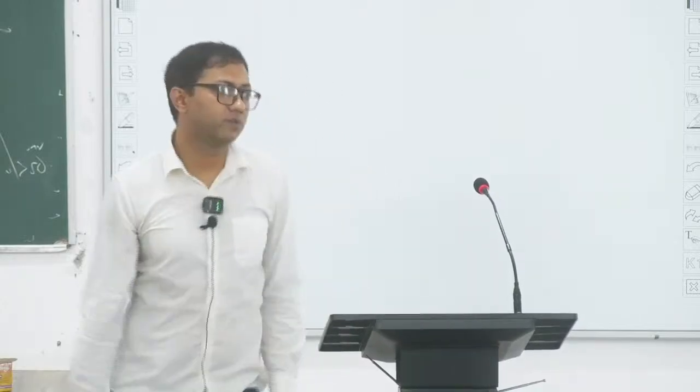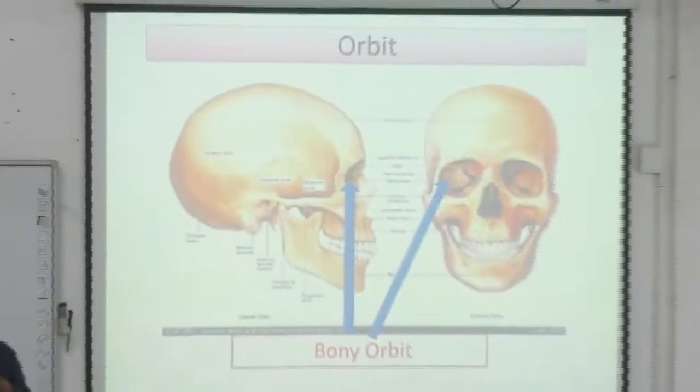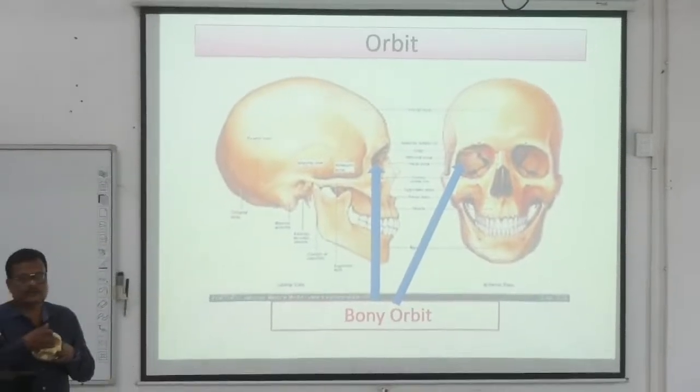The orbit, or rather in the initial part, is the bony orbit. We must know the bony parts which form the orbit. Then we go through the individual contents of the orbit, that means the structures which are located within the orbit. Already you know in your class, this is the orbit. The two orbits, one on either side.